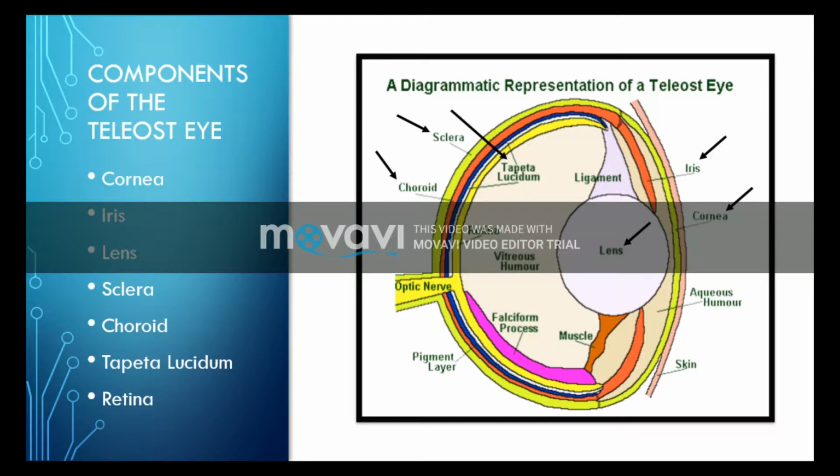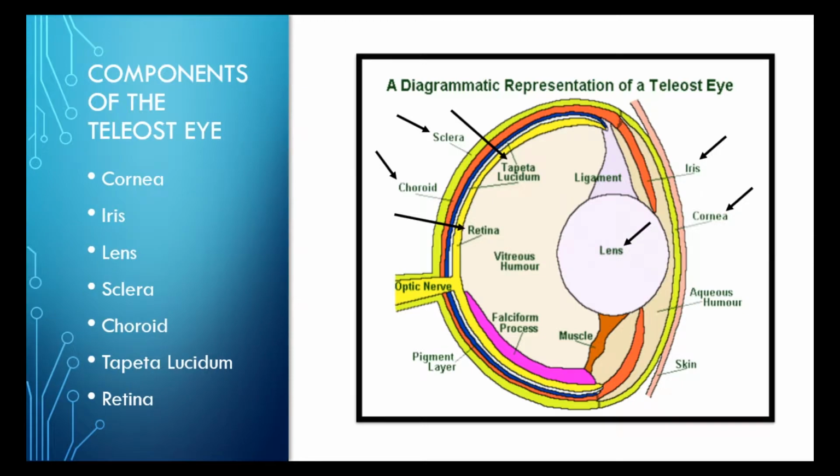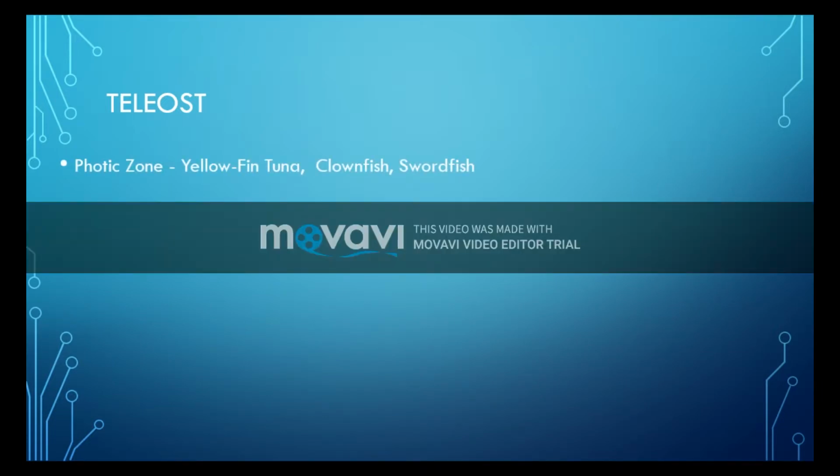Its purpose is to convert the reflected light into neural signals and then send them to the brain. Now we're on to teleost. Teleost is a very diverse group, ranging from fast-swimming fishes, both the yellowfin tuna and the swordfish, to the clownfish that calls coral reefs its home.